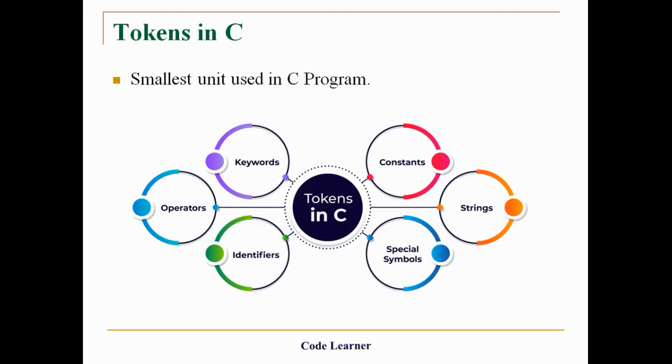We can classify the different unique elements in a C program into 6 categories, and they are keywords, operators, identifiers, special symbols, strings, and constants. These 6 categories are generally known as tokens in a C program. They are the building blocks of a C program. I will explain in detail about these tokens later in the coming videos.